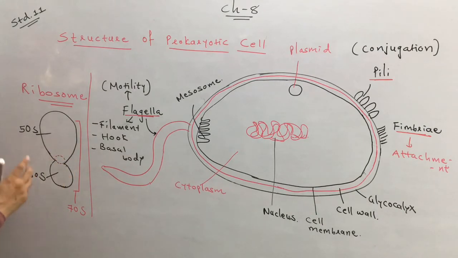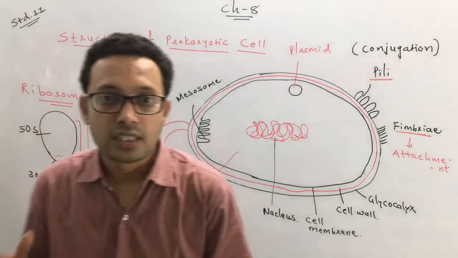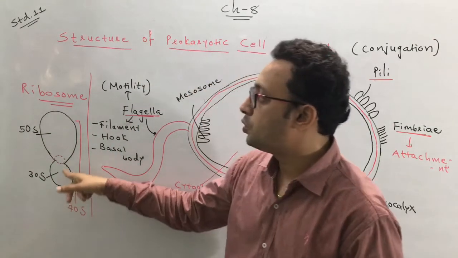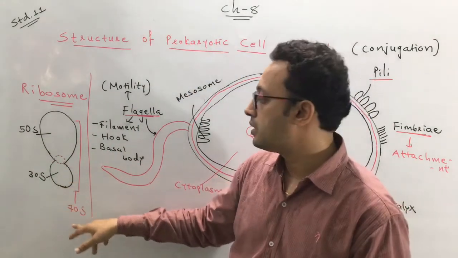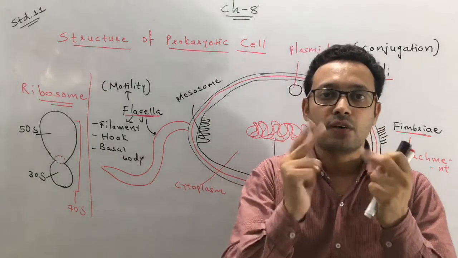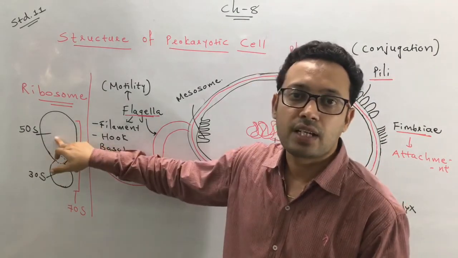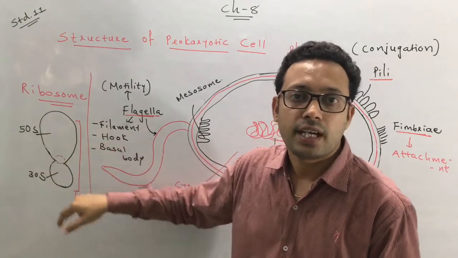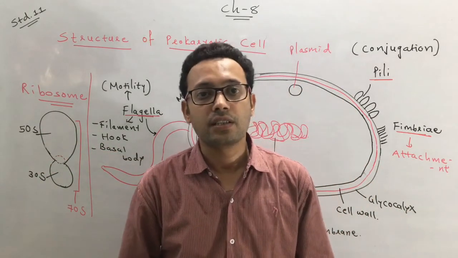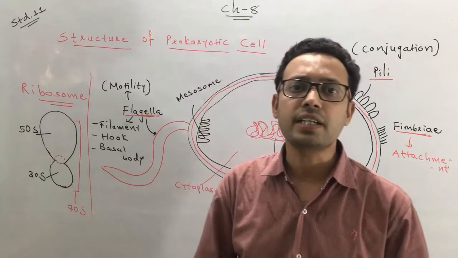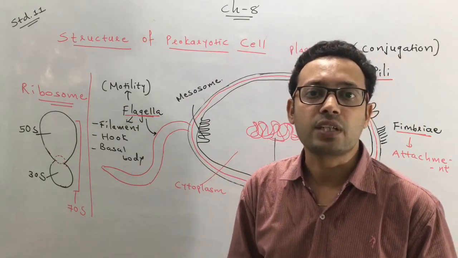So the size of the prokaryotic or bacterial ribosome is 70 S, which consists of two subunits, larger and smaller. The size of the larger subunit is 50 S, and the size of the smaller subunit is 30 S. So that is the ribosome you can find in the cytoplasm.